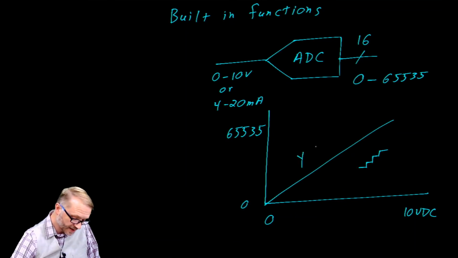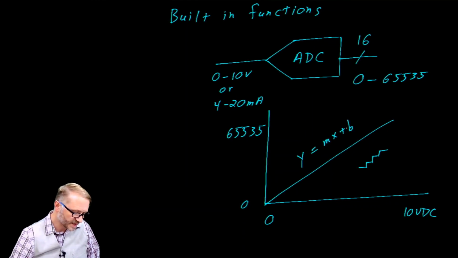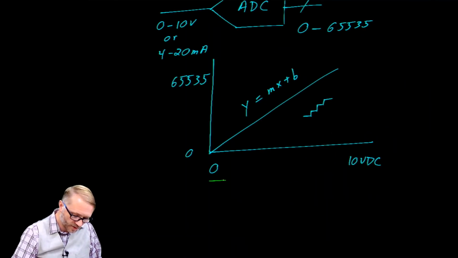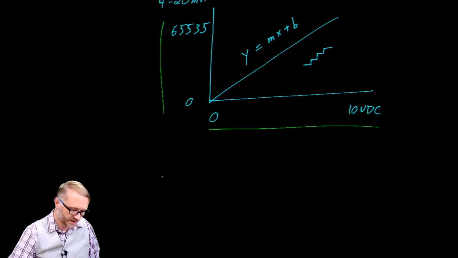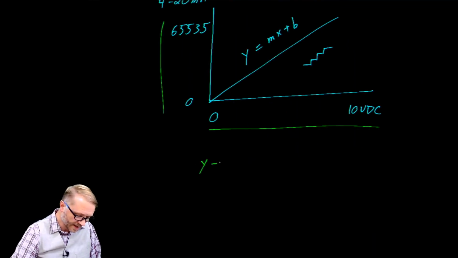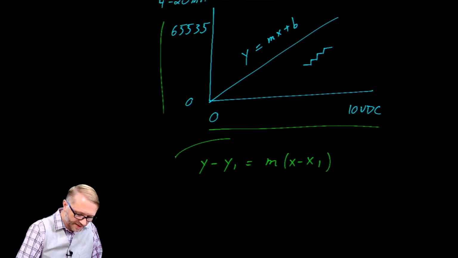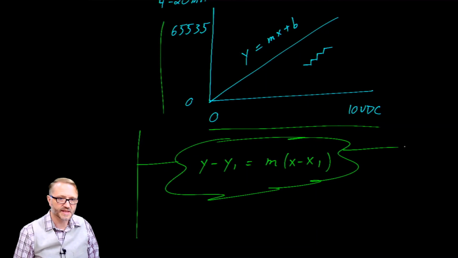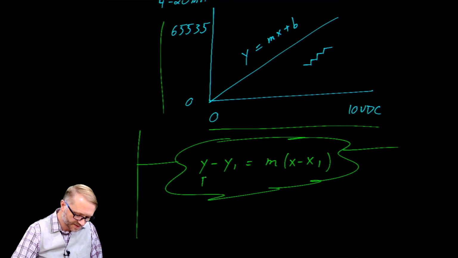A straight line described by the mathematical equation y is equal to mx plus b. In the very near future, we are going to perform this mapping operation in the PLC. Y minus y1 is equal to m by x minus x1. You may recognize that as the point slope equation. And we are going to find a way to implement mathematical formulas like that as part of ladder logic using the built-in functions.